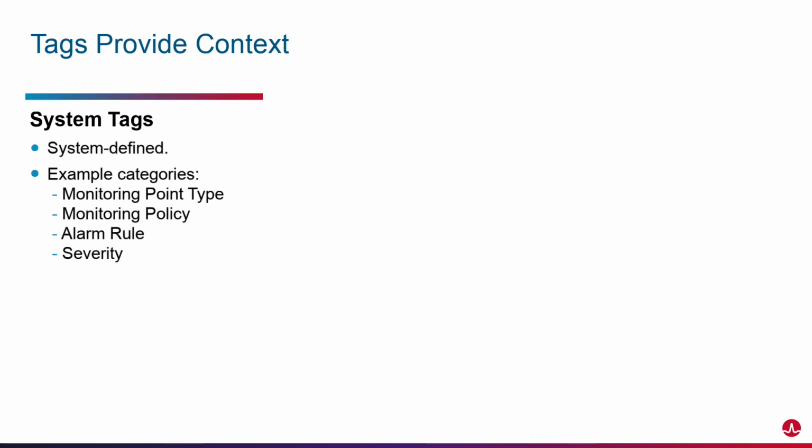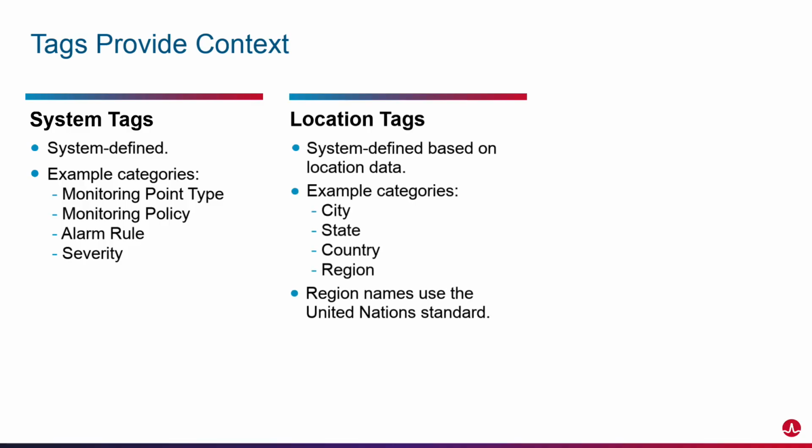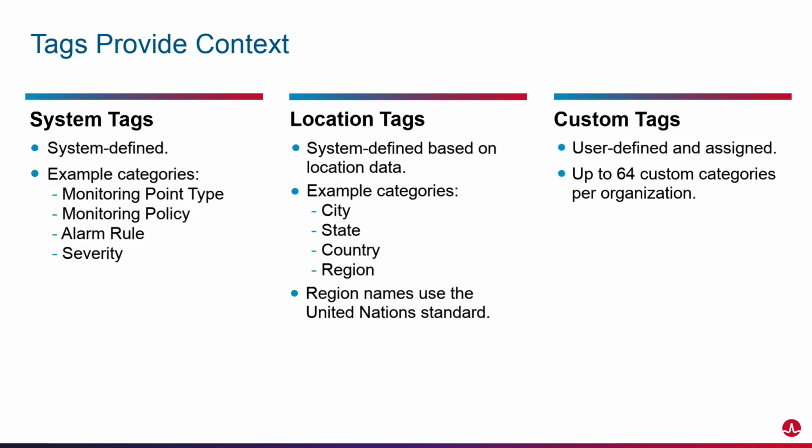Some tags are automatically created and assigned. These system-defined tags include categories such as the monitoring point type, policy name, alarm rule name, or alarm severity level. Location tags are also automatically assigned, with categories such as city, state, country, or region. These are based on the geographic location assigned to monitoring points or policy targets. Users can also create their own custom tags to provide business context that makes sense for their organization.